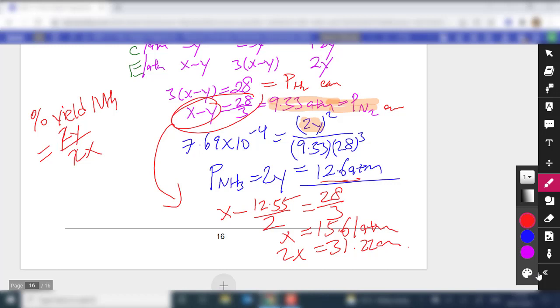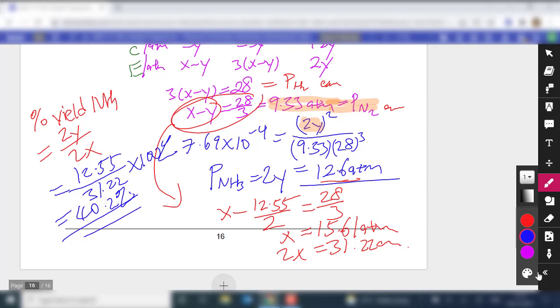Of course we can also solve in terms of simply just y over x, because the 2 cancel out. But if you want to, you can do that. But in this case, I would prefer to just use 2x for simplicity. So from here onwards, we are going to get our 2y is 12.55. It's a full value, and then divide by 31.22, and then times 100%, and then eventually I will be able to get 40.2%. So this will be the percentage yield of ammonia.